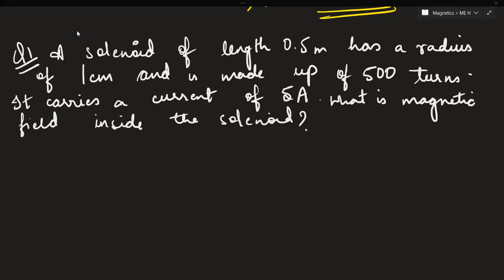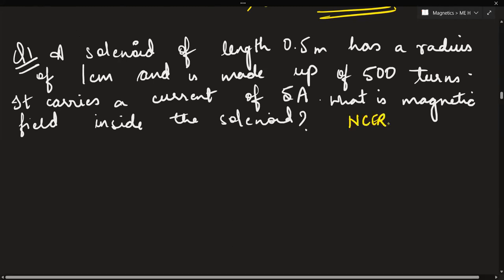C class, this is a written question. A solenoid of length 0.5 meter has a radius of 1 centimeter and is made up of 500 turns. It carries a current of 5 ampere. What is the magnitude of the magnetic field inside the solenoid? That you have to tell. And it's an important question because it's a question from your NCERT.